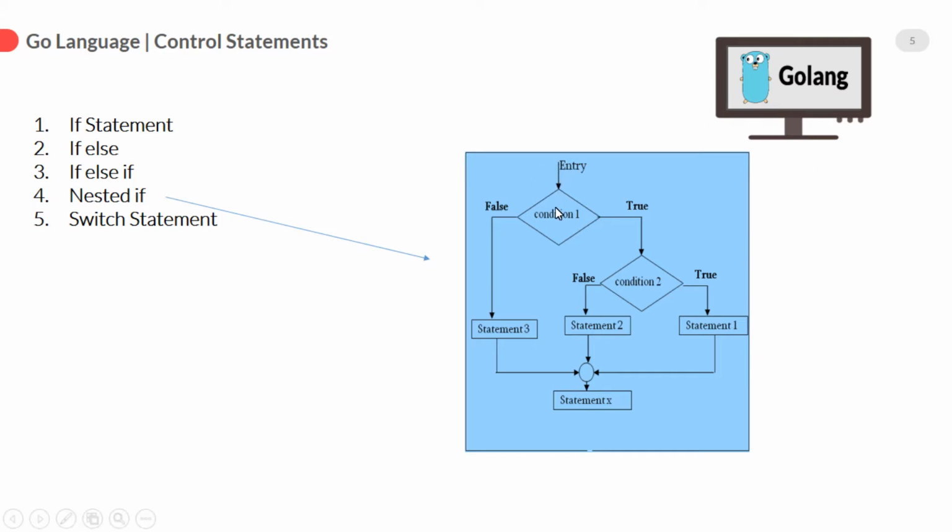Entry point is here, condition 1. If condition 1 is true, then go this side, and here is another condition inside this if condition, which is condition 2. If condition 2 is true, then execute statement 1. If condition 2 is false, then execute statement 2. And if condition 1 is false, then execute statement 3. All the statements are structured in the flowchart.